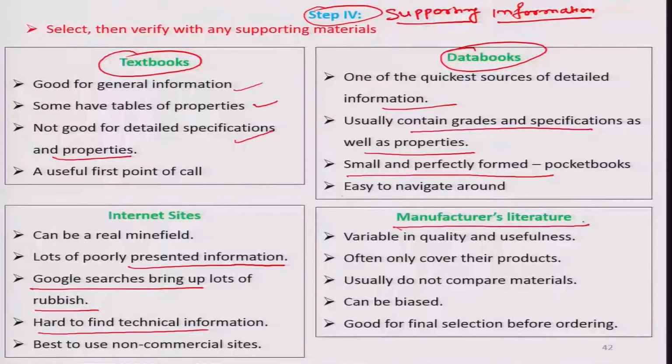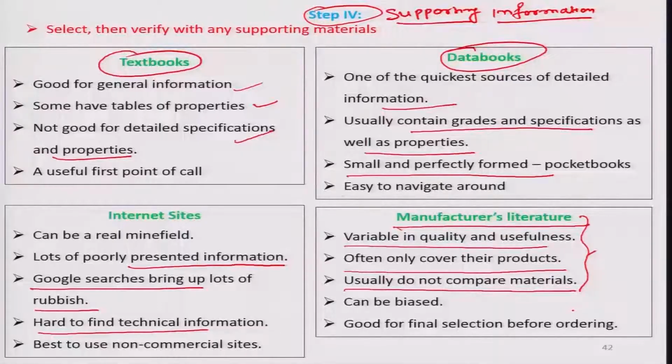You can also follow manufacturers' literature. Suppose that you are going to make a pen; a variety of pens are already available in the market, fabricated by various industries. You can take help, but it is variable in quality and usefulness, and often only covers their own product. They usually do not compare materials, because manufacturers show only their good things, not limitations or bad things. So, if you compare your results with this data, you may find that, possibly, you have done something good, but after comparing with this literature you may think you have done something wrong. So, it can be biased, though good for final selection before ordering.